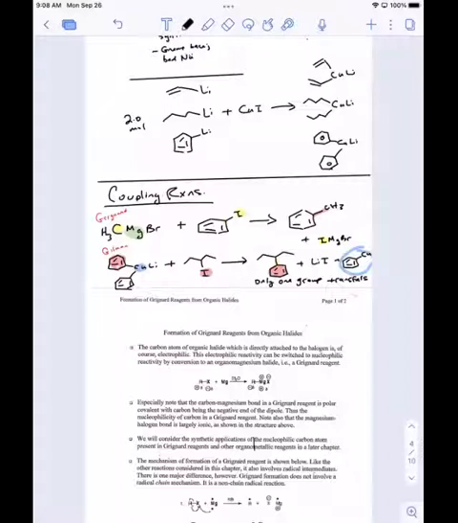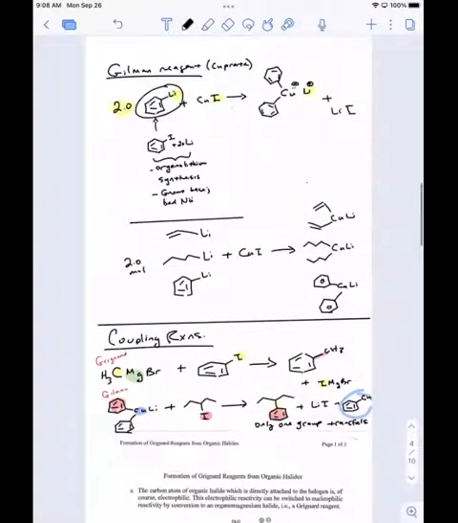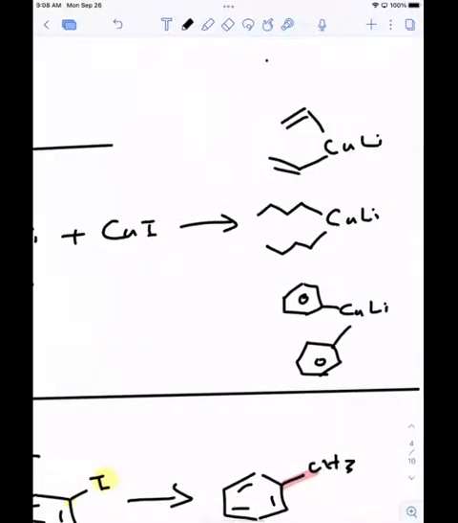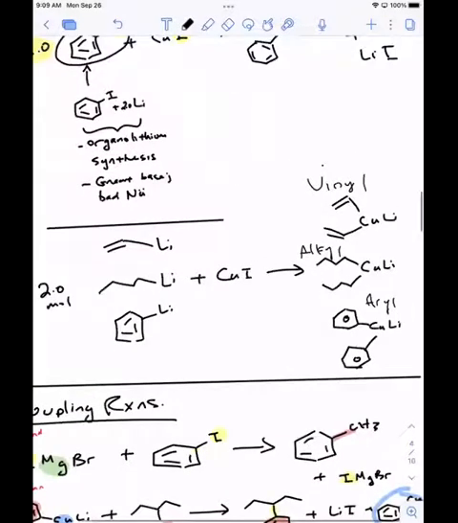We talked about the different subtypes of reagents. You can make these, as we talked about here, like with the Gilman, it can be vinyl, it can be alkyl, or aryl. You can make either type. It's the same thing with the Grignard. You can make alkyl Grignards, vinyl Grignards, or aryl Grignards.